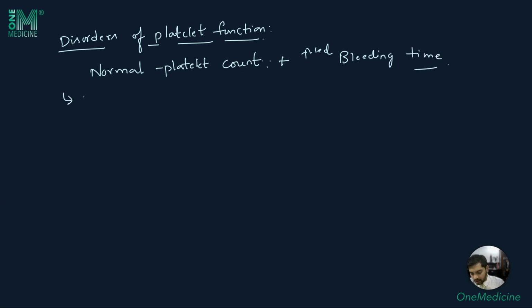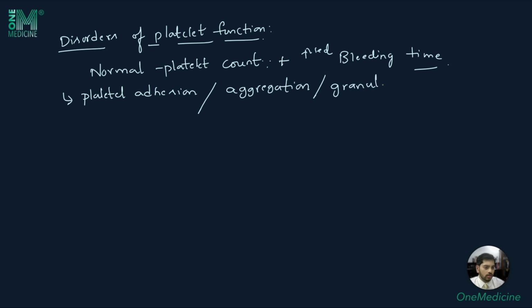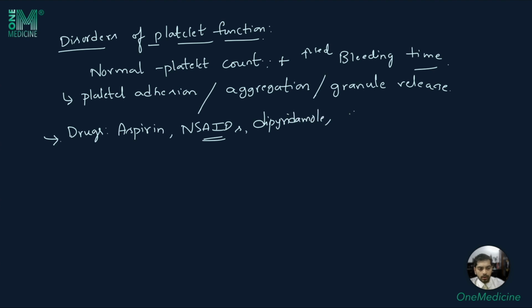Here the defect is usually attributed to defective platelet adhesion or aggregation or defective granule release. The causes for defective platelet function include drugs such as aspirin, non-steroidal anti-inflammatory drugs other than aspirin also, dipyridamole, clopidogrel, heparin, penicillins, especially carbenicillin, ticarcillin.